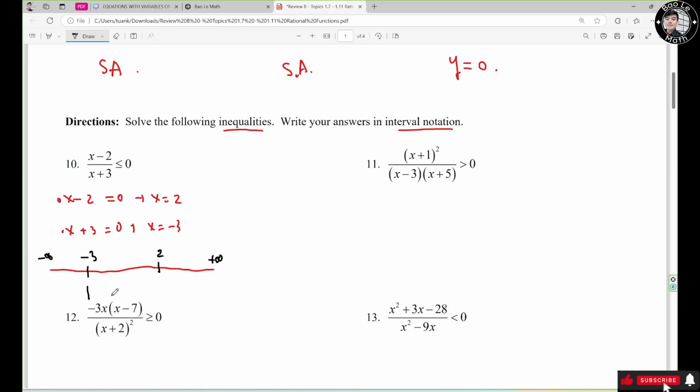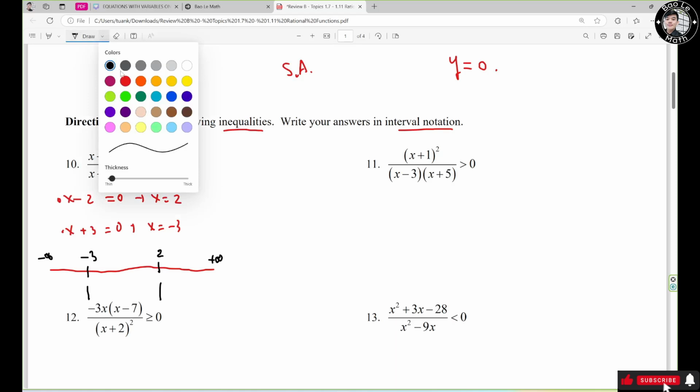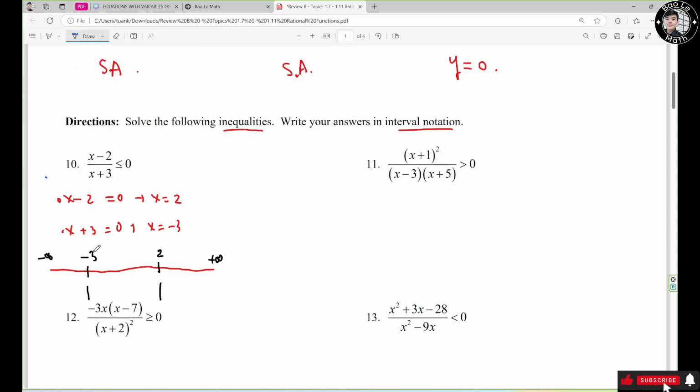Right here you put 2 lines. Now you test the sign. Pick a number within any interval. I'm going to pick 0 right here and substitute it into the inequality. Now I check the sign. 0 minus 2 is negative 2, and 0 plus 3 is 3. So this interval is negative, and I put a negative sign right here.